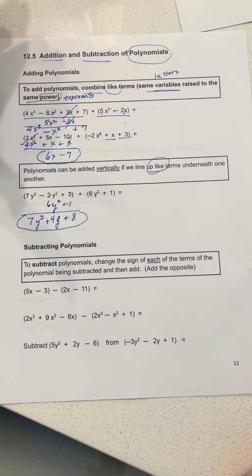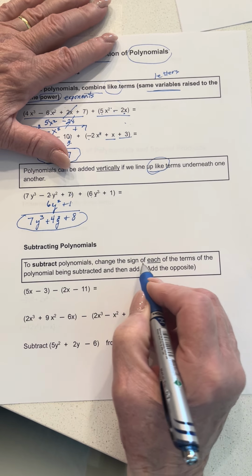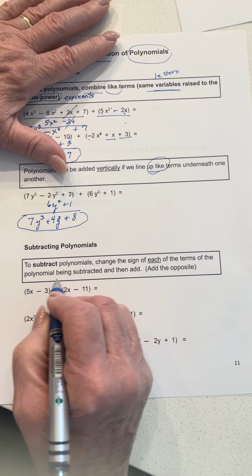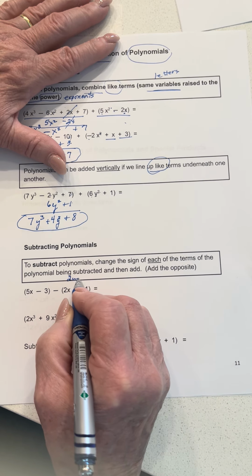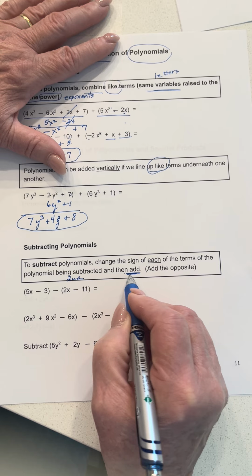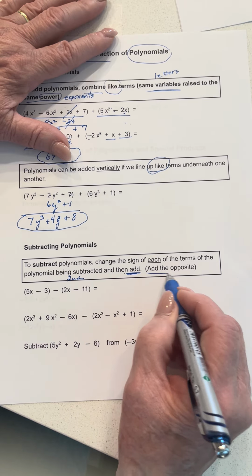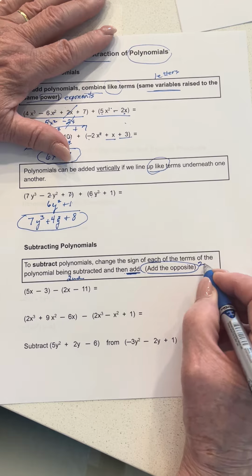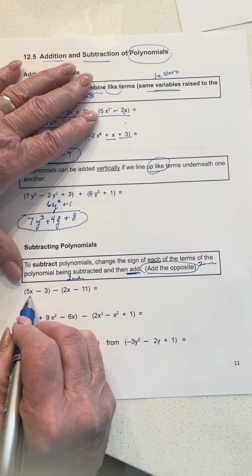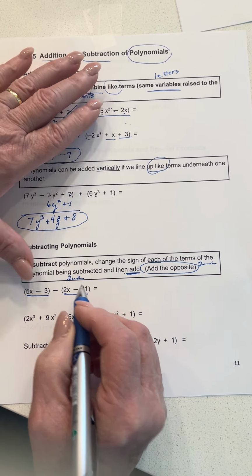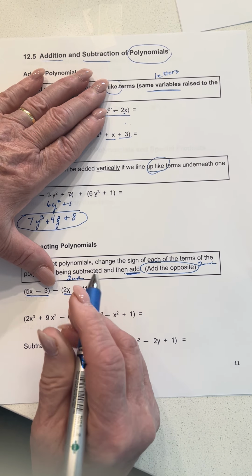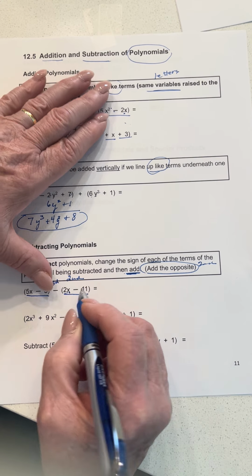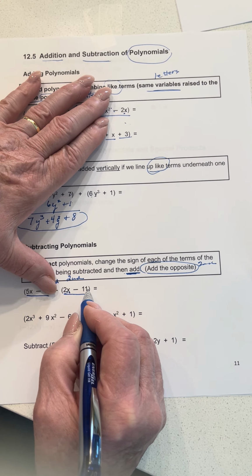When we get to subtraction, we're going to remember we're going to have positive and negative coefficients. So we're going to use the same technique we did when we just added positive and negative integers. In other words, we're going to change the sign of each of the terms of the polynomial being subtracted. That's the second one. And then we're going to add. Okay? So really what we're doing is adding the opposite of this second one. So when I look at this subtraction problem, I have this minus this. The second polynomial, we're going to end up adding it once we change the signs of each of the terms.